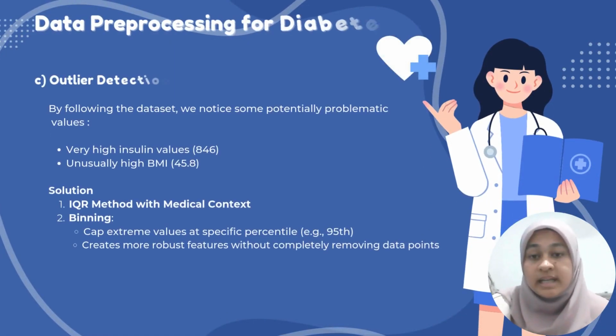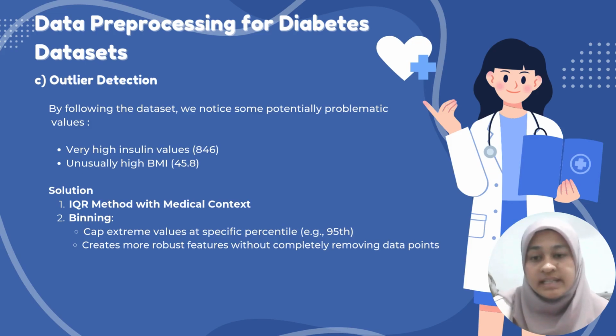And the last one is outlier detection. By following the dataset, we notice some potential problematic values, like very high insulin value like 846 and unusually high BMI like 45.8. So the solution: we use the IQR method with medical context and binning to create more robust features without completely removing data points.